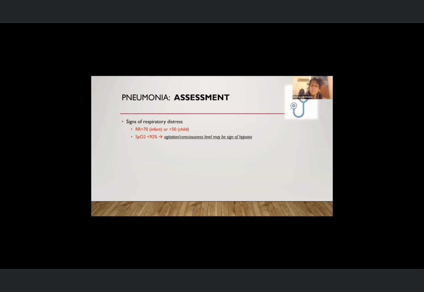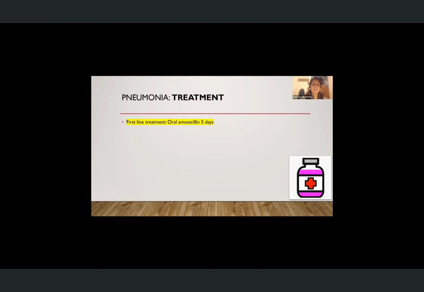Treatment-wise, for mild to moderate disease where children don't have any severe features, the first-line treatment is still oral amoxicillin for 5 days, and you can get the doses from your formulary. In severe disease, again, likely to be in hospital rather than out of hospital, we would give high-dose co-amoxiclav. And if there's any suspicion of atypical infection, then a macrolide can be added to the amoxicillin, such as clarithromycin or erythromycin. Again, if there's signs of penicillin allergy, then a macrolide can be used instead as well.